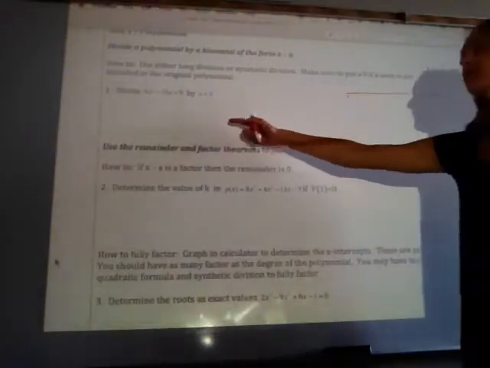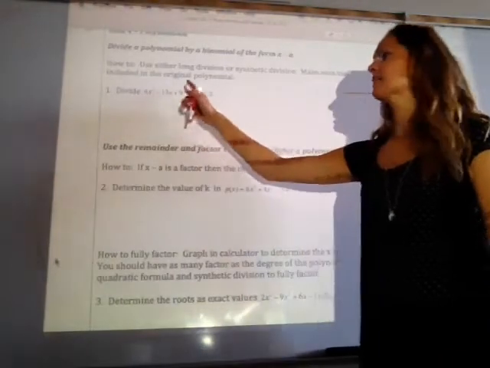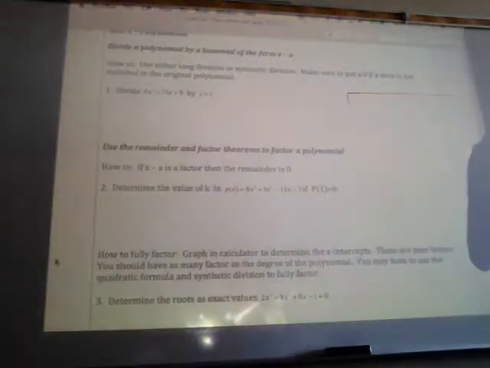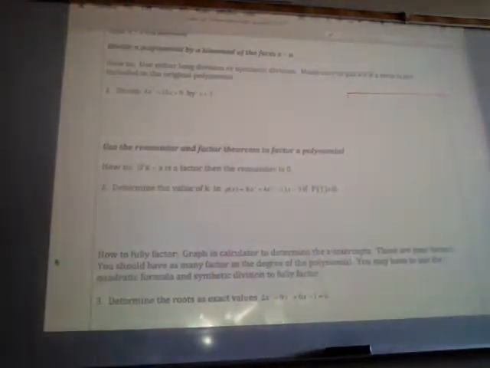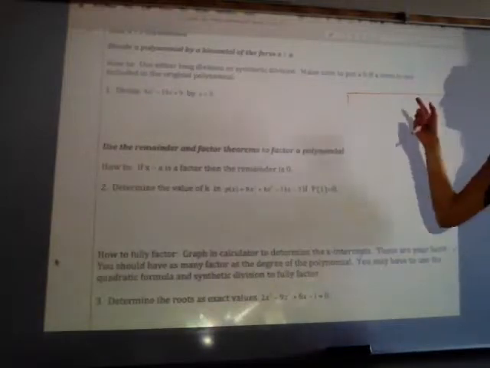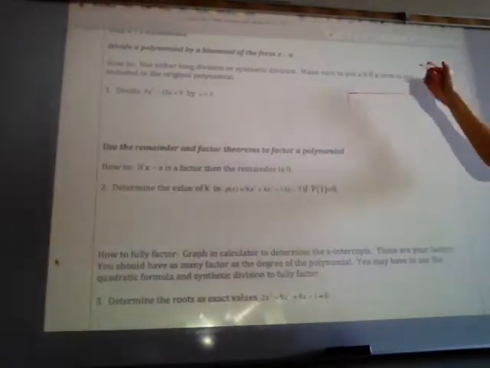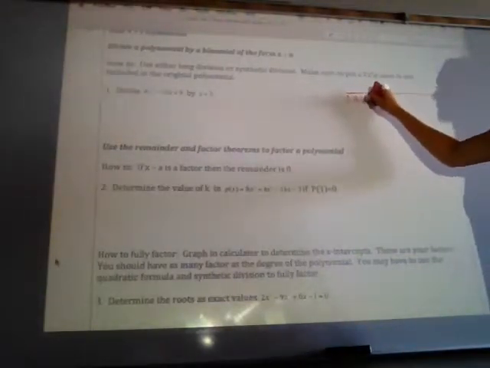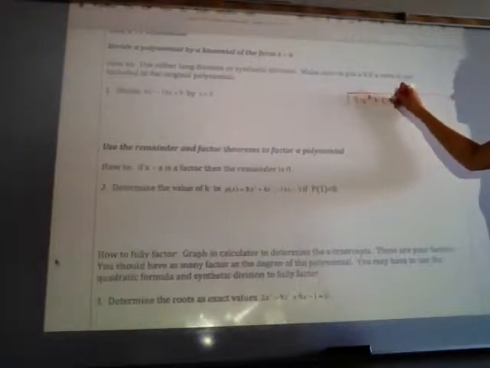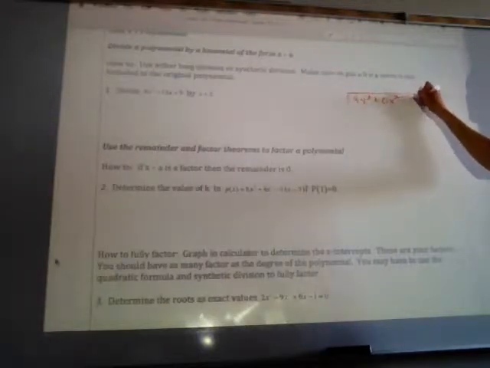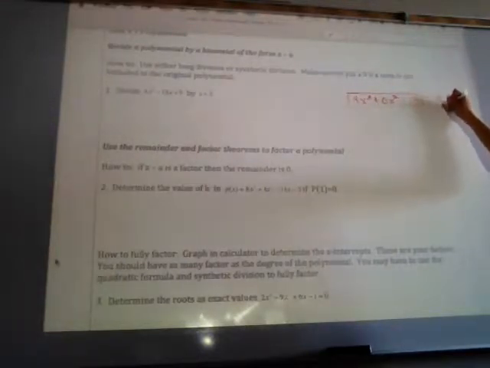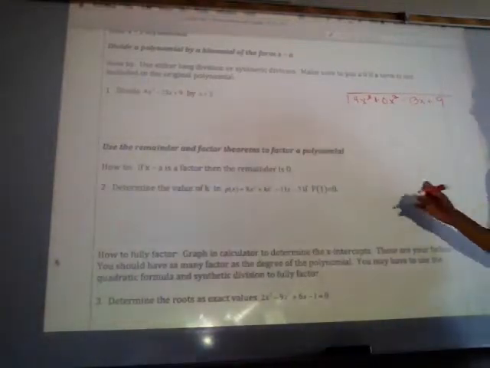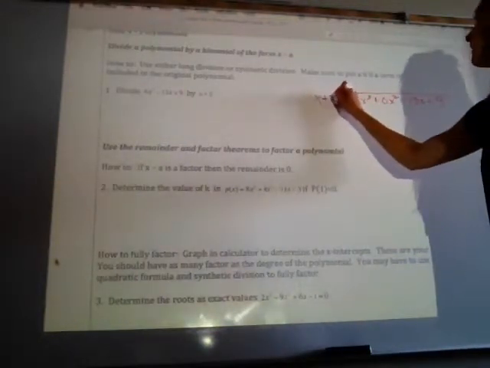Okay, I have 4x cubed minus 13x plus 9. Which term is missing? X squared. The x squared, so we need a placeholder. Don't forget that. Okay, so we have 4x cubed plus 0x squared minus 13x plus 9. We're dividing by x plus 2. That's going to go on the outside.